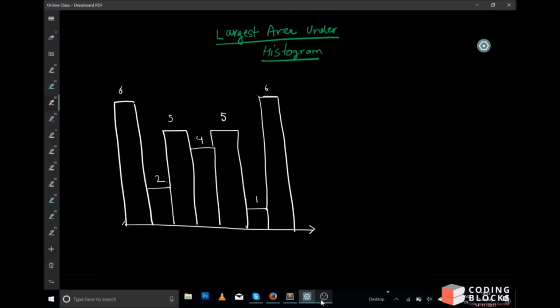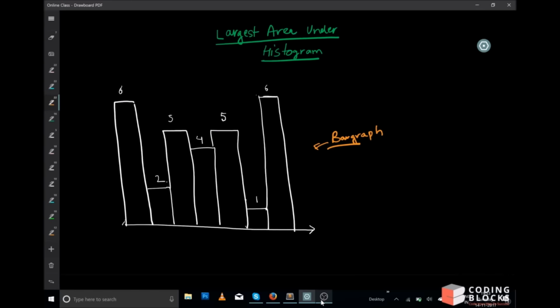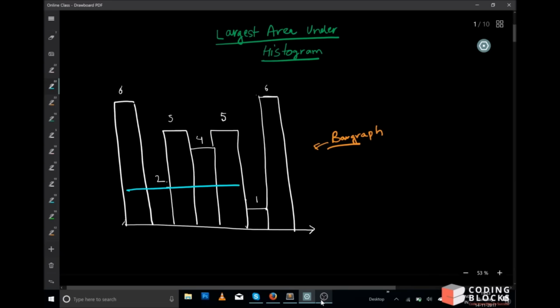Hi friends, we are talking about this problem of finding the largest area under a histogram, right? So what is a histogram? It is a bar graph like this, and we want to find out what is the largest area that I can get inside this histogram by making a rectangle, right? So you might make a rectangle like this and you will get some area, and it is given the width of each bar is 1 unit, right?